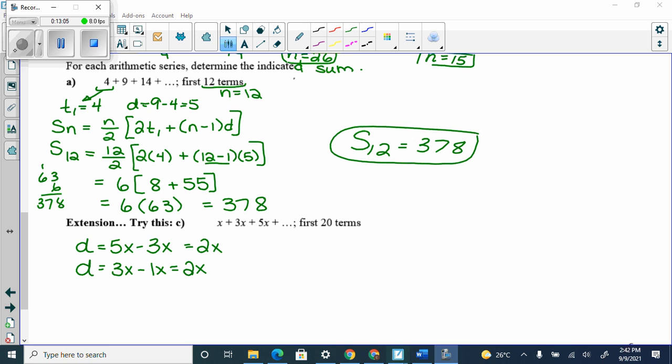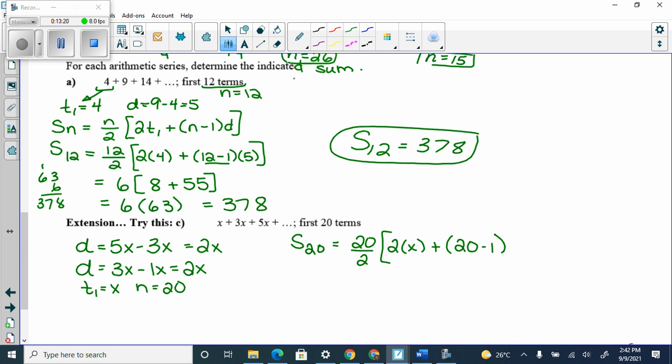So T1 is x, n is 20. So we're going to go S20 equals 20 divided by 2, times 2 times T1, which is x, plus n minus 1, which is 20 minus 1, times d, which is 2x. So we're going to get 10, and then you get 2x, and then this is going to be the same as 19. So 19 times 2x is 38x. So I'm going to get 10 times 40x. So it's 400x.